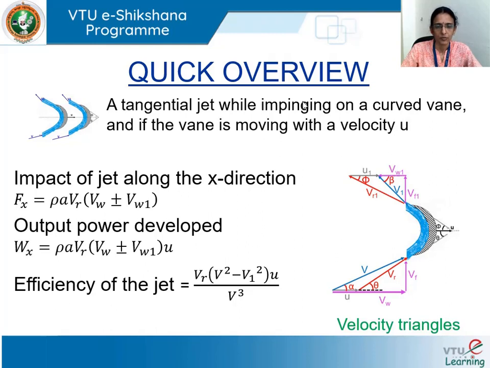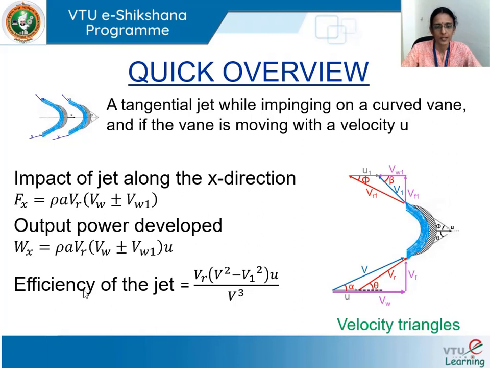In the previous lecture, we discussed the case of a tangential jet entering a curved vane, and the vane is moving with the velocity u, and in this case the velocity of the jet and the vane are not in the same direction. In that case, the impact of the jet and the corresponding expression for the output power generated are expressed in terms of the relative velocity vr, where in this case the relative velocity is obtained by drawing the velocity triangle.